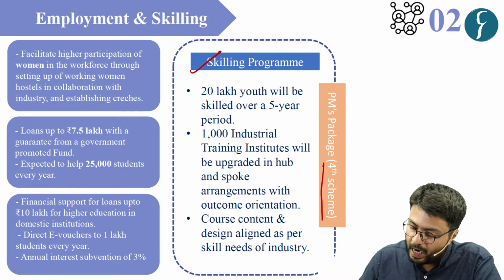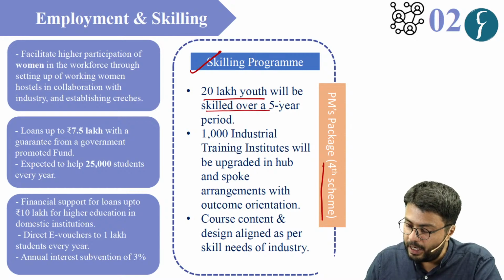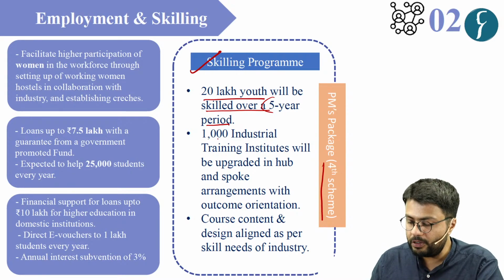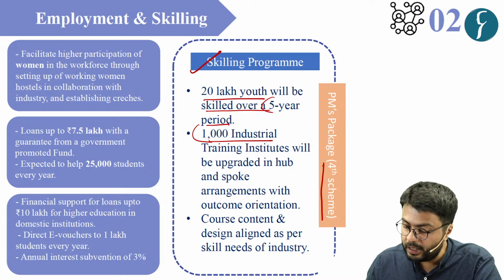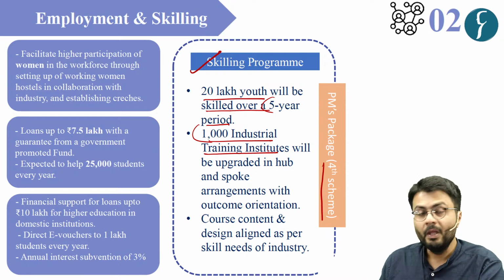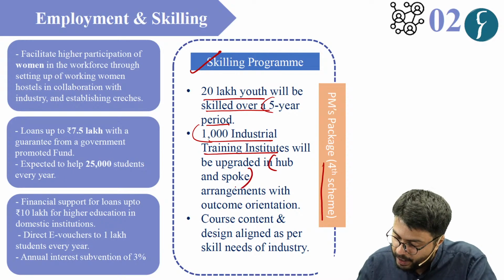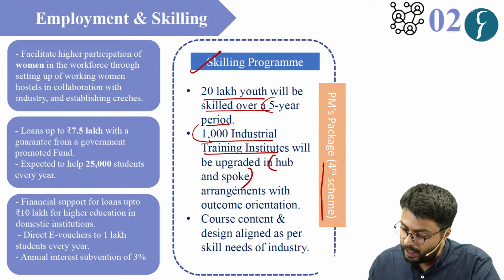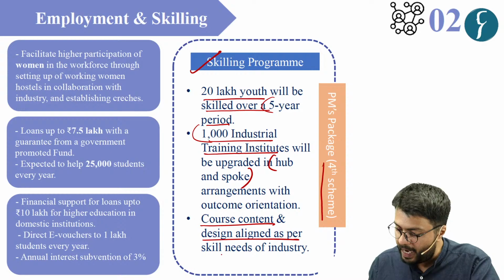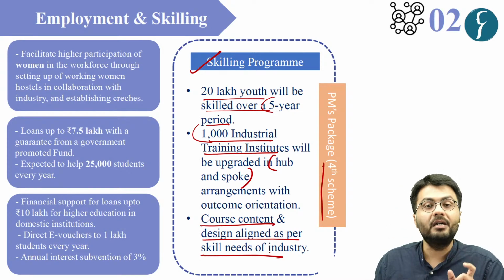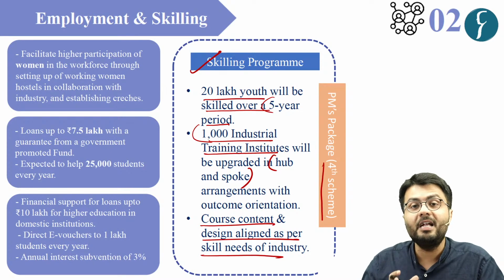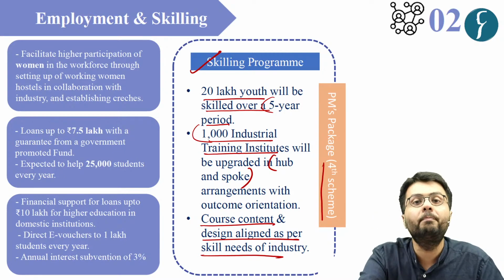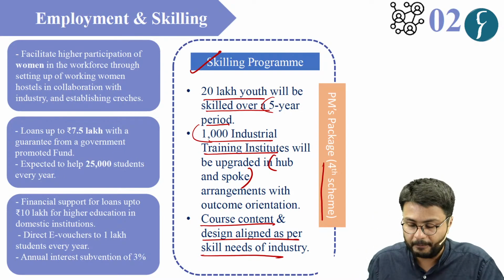Now, in this regard, 20 lakh youth will be skilled over a period of 5 years through establishment of more than 1,000 industrial training institutions, which will be set up in a hub and spoke model. Further, the course content will be aligned as per the industry standards, which will enable these individuals to seek formal employment in a productive sector.